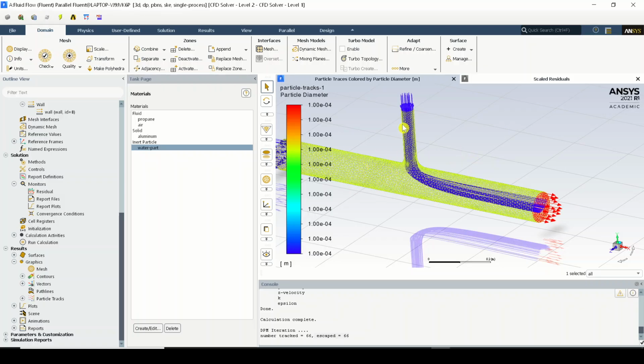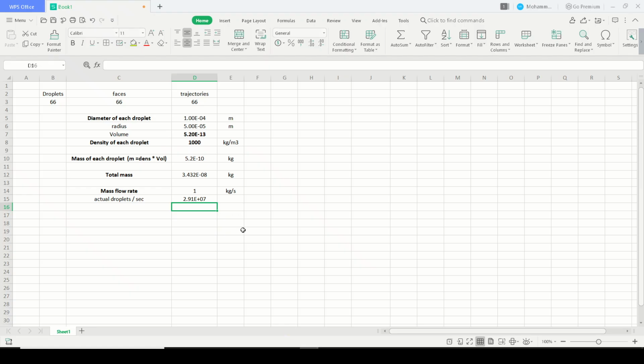In our case, the particle sizes are very small. You can see the total mass is such a small value. It is 3.4e-8. So we have just gone with one-way coupling.